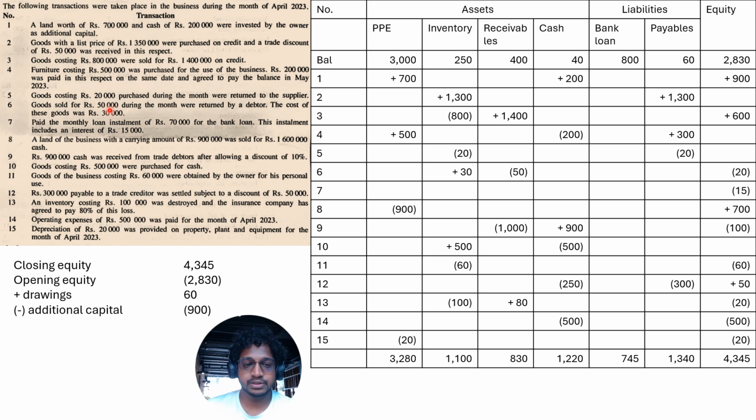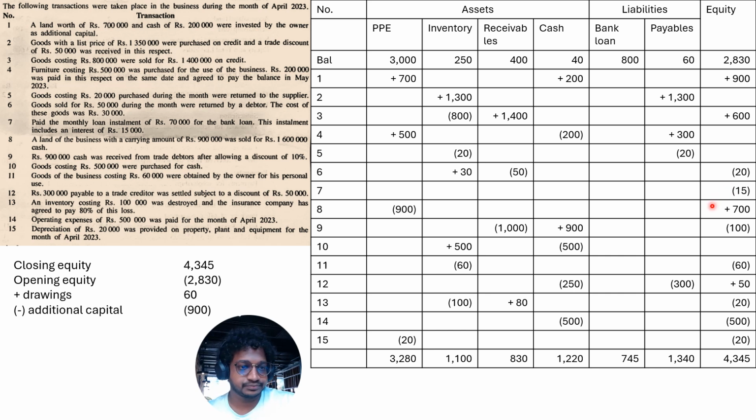Fifth one, goods costing 20,000 purchased during the month were returned to the supplier. So inventory should be decreased by 20, and because you returned to your creditors, the creditors balance should decrease by 20. Sixth one, goods sold for 50,000 were received again. That was a return product, and the cost of that is 30. So your inventory should increase by 30, and receivables should decrease by 50, and the profit decreases by 20.